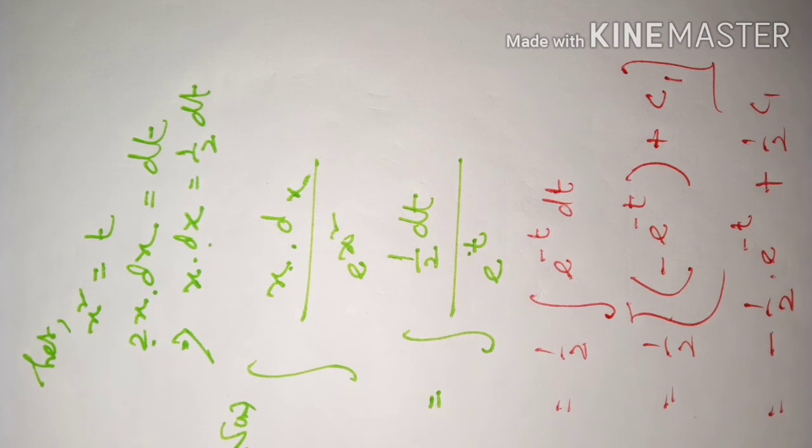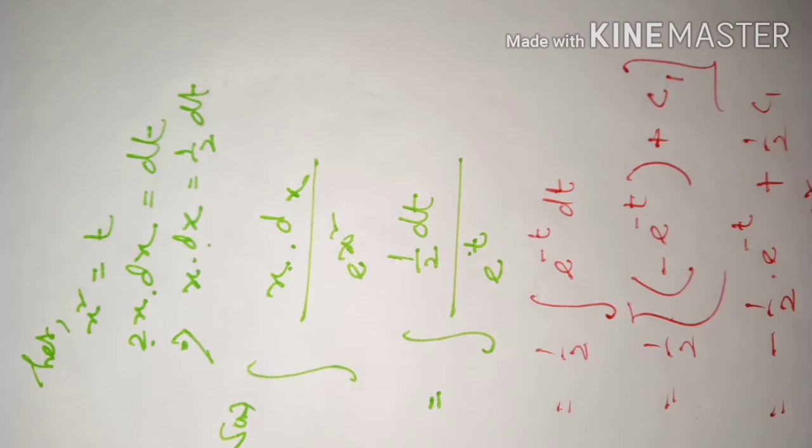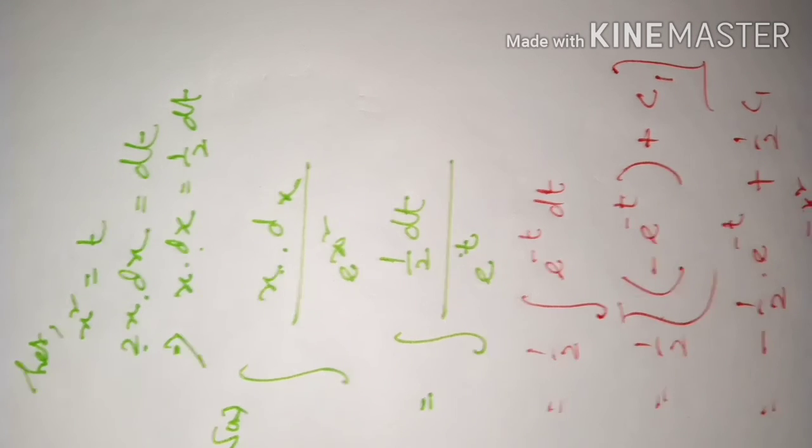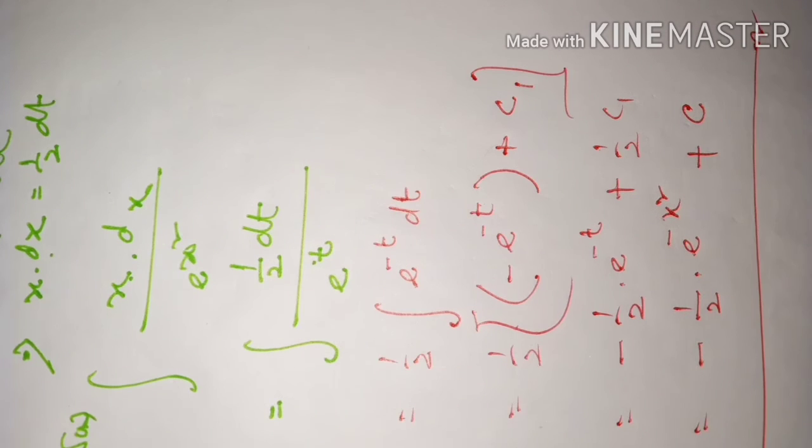So you can write it as minus 1 by 2 into e to the power of minus t, where t stands for x square, so minus 1 by 2 into e to the power of minus x square, plus half of c1 is a constant c. This is our answer. Okay dear students, this will be our answer.